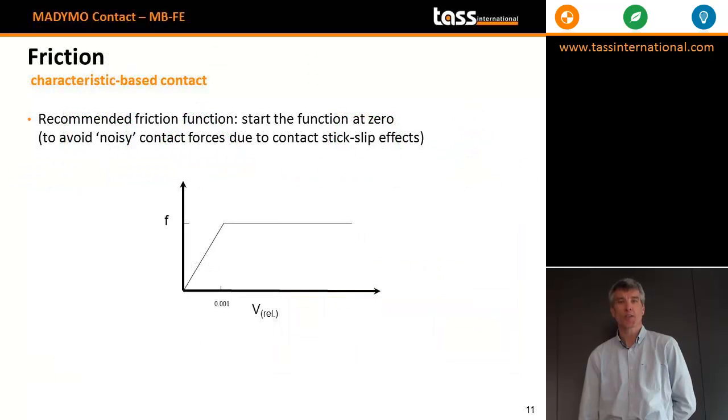Let's move on to the next slide. It's about friction. You have seen probably this picture before. It's just recommended that if the relative velocity is low, you cut it down to 0. It just prevents numerical noise in your simulation.